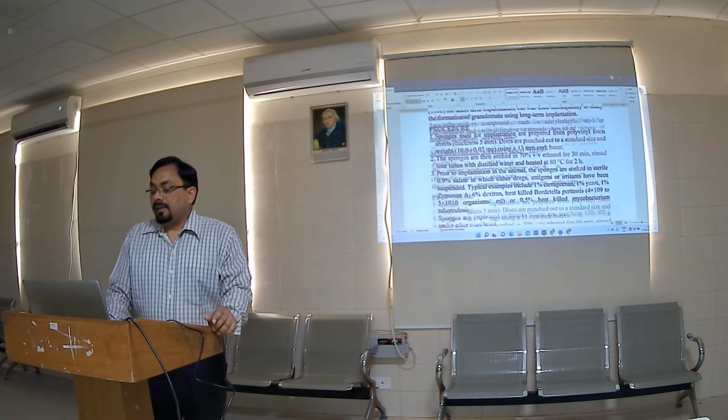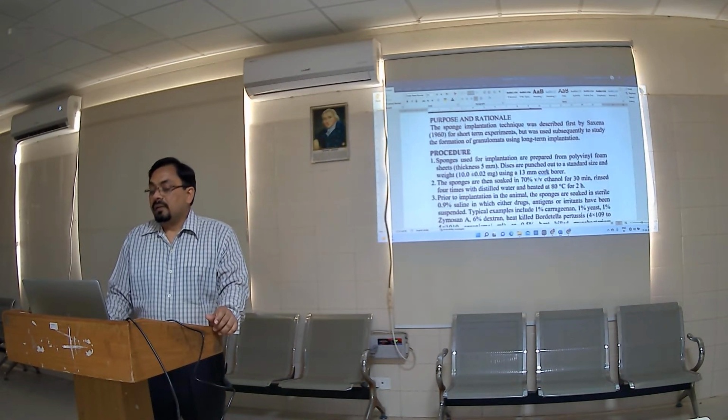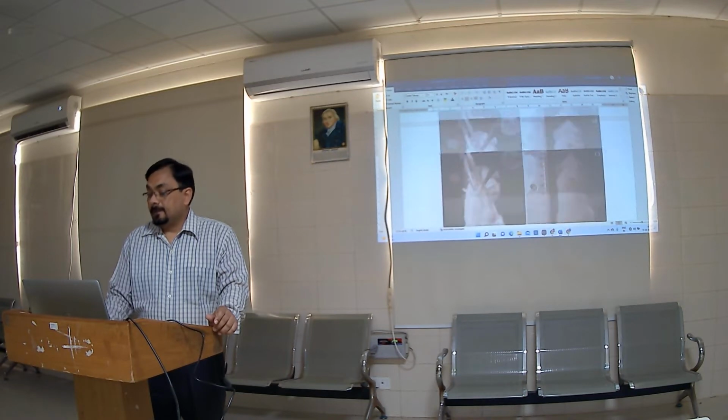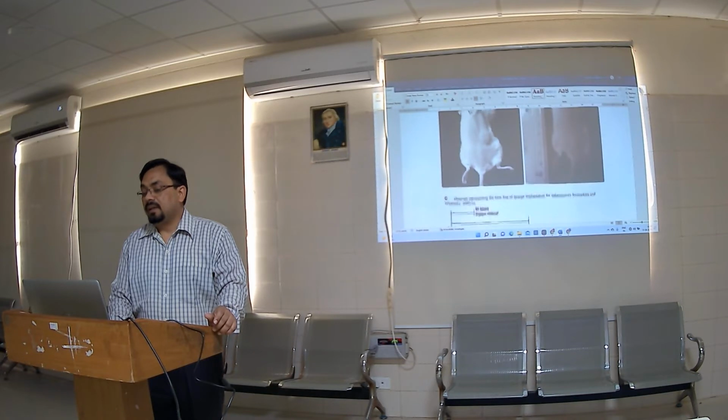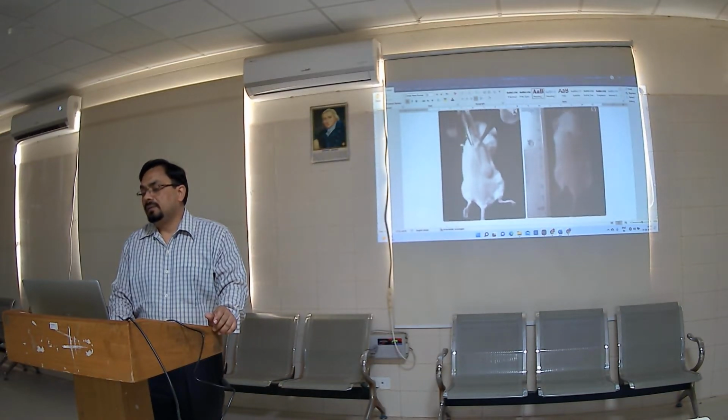So in this way, the sponge used to be then implanted in the animal. This diagram I think you might be remembering.